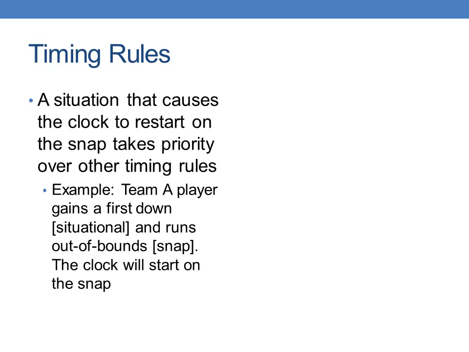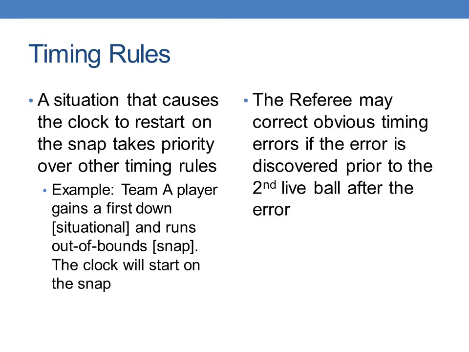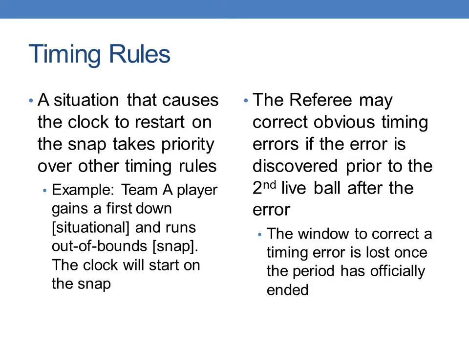so in that case, the clock would start on the snap. Additionally, note that if there is a timing error at any point in the game, the referee can correct an obvious timing error, provided it's discovered prior to the second live ball following the error. Note also that this window closes at the end of the period once we have acknowledged that the period is officially over. So even though we may not have had a live ball that follows that error, if we screw up and we then declare that the period is over, we can't go back and correct it.